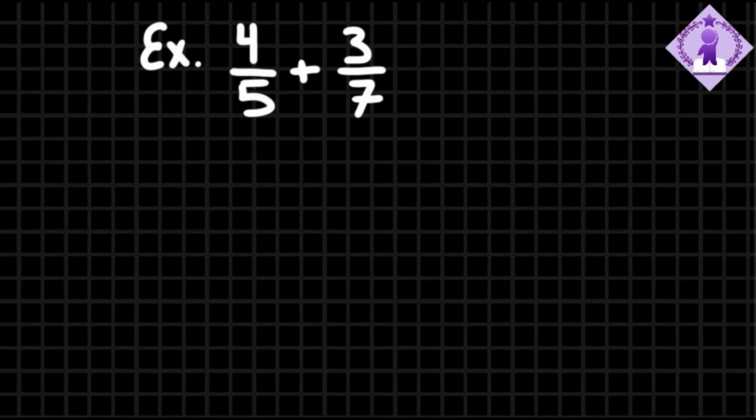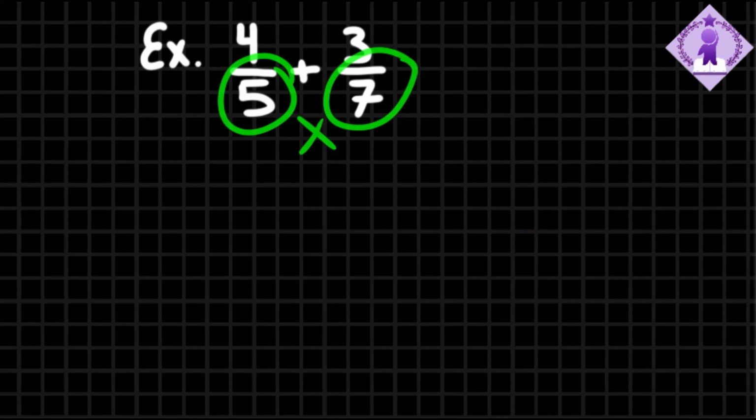The first step we need to do is to find a common denominator between the fractions. A common denominator is a number on the denominator of both of our fractions that are the same. For our example, we have 5 and 7 as our denominators, which are not common denominators.